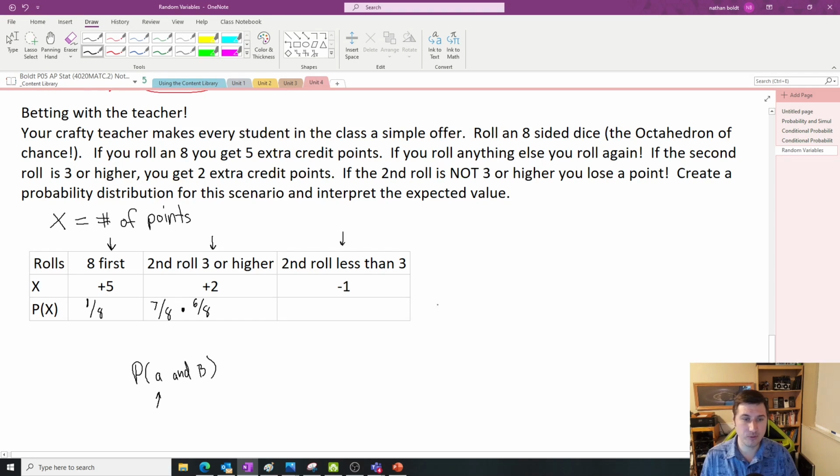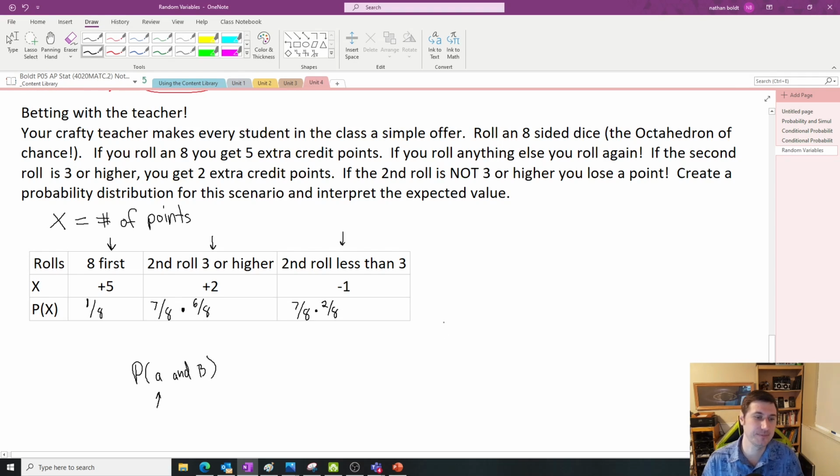All right, now, how could you lose a point? Well, it's not a third roll. That's, I think, what might throw people. It's not a third roll. You still have a 7/8 chance of missing your first one. So that's the same. But now on your second one, you don't get 3 or higher. You get a 1 or a 2. So that would be 2 out of 8. That would be the probability of getting a -1.